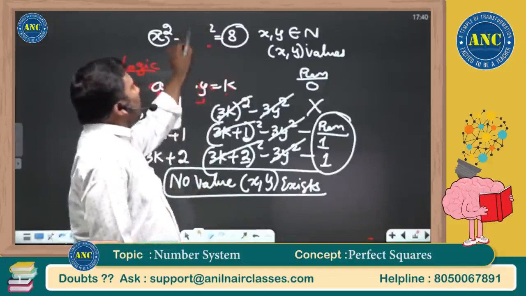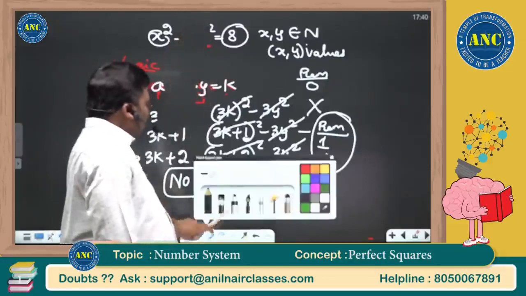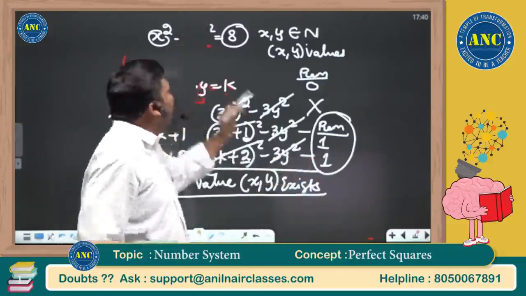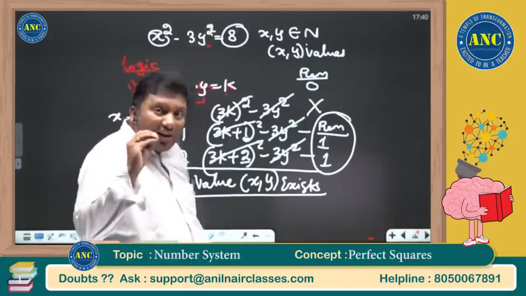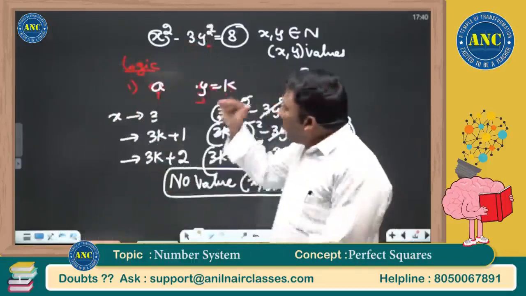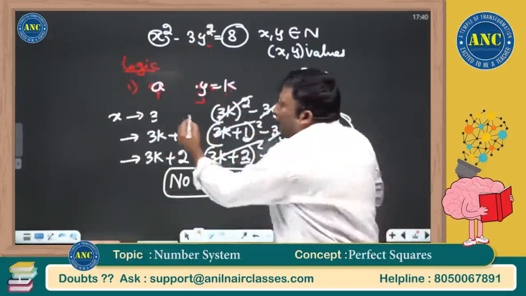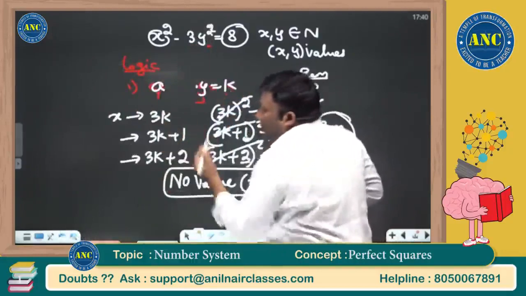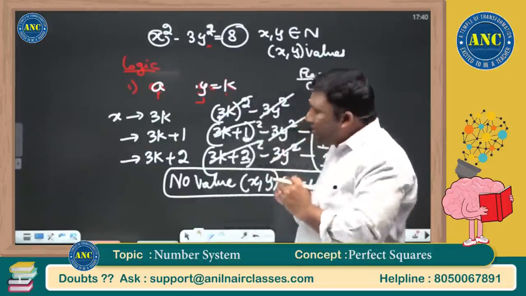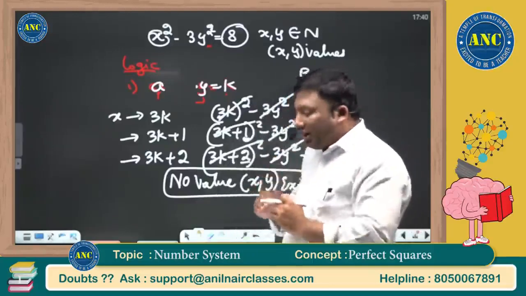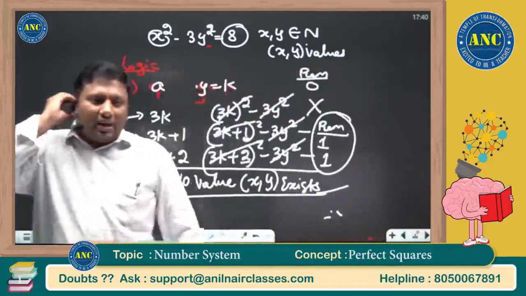Coefficient of y square is nothing but 3. If the coefficient of y square is 3, convert x in the form of 3. If you divide any number by 3, either it will be perfectly divisible by 3, or it gives a remainder 1, or it gives a remainder 2.